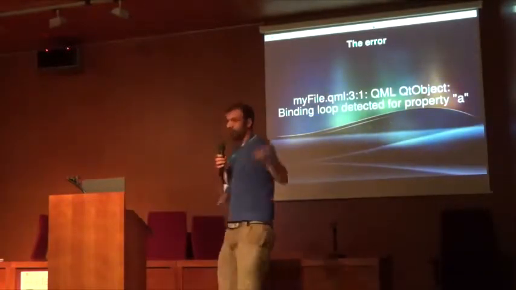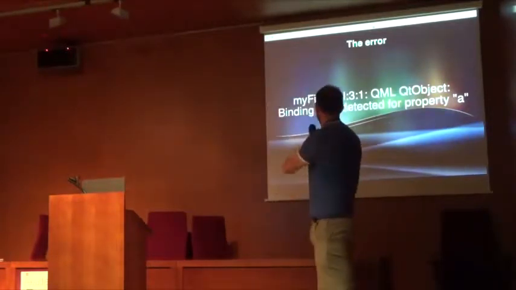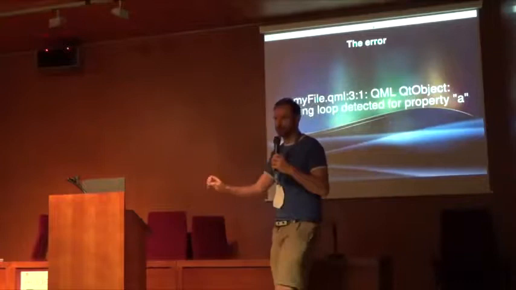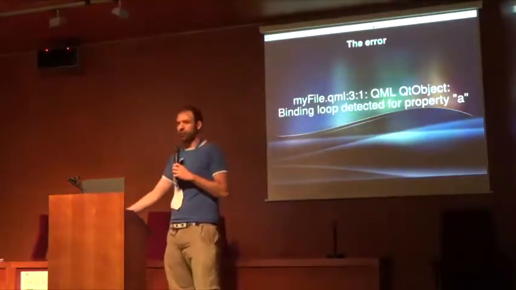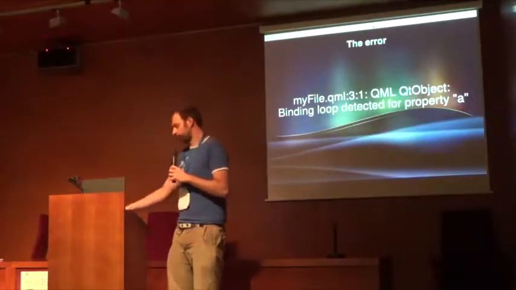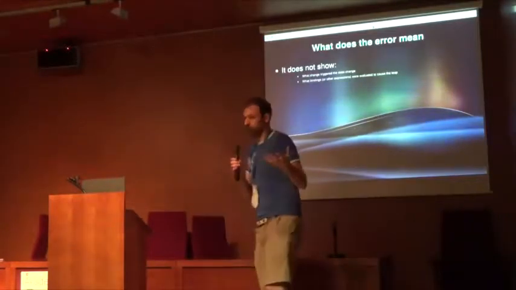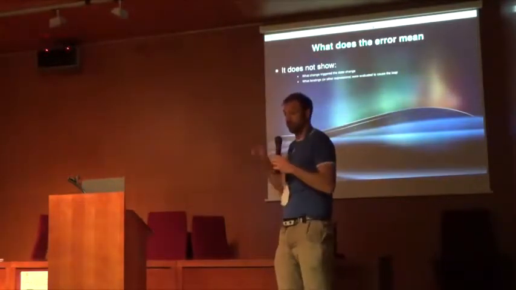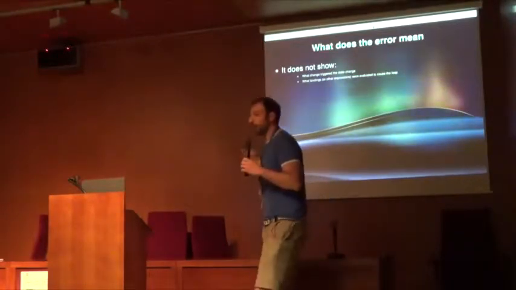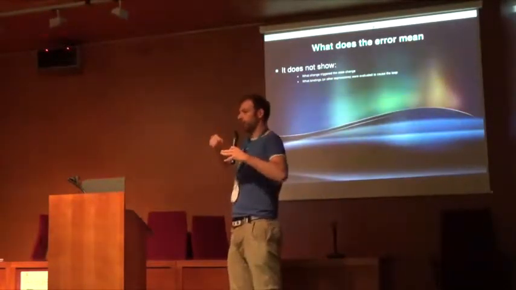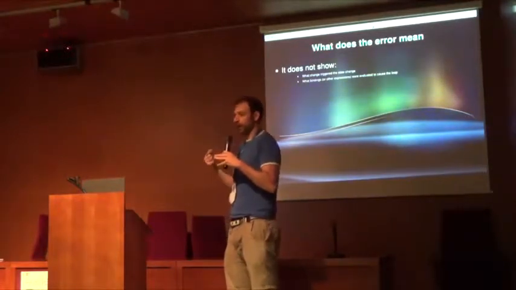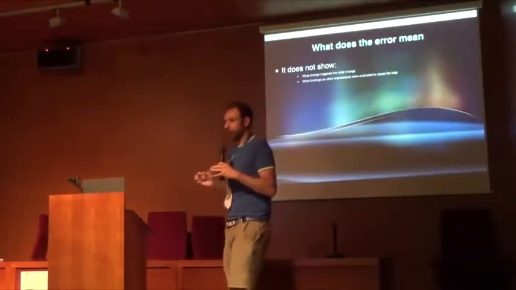So, when you see the error message, you get something like this. QML object, binding loop detected for property A. So you know where it is, but it's a useless error message, which is why it's in confusion. Because what it doesn't tell you is what triggered all of this event leading to A changing. And it doesn't tell you what happened between A changing once and all of the things that happened before A ended up changing again. And that's the problem with this error message.